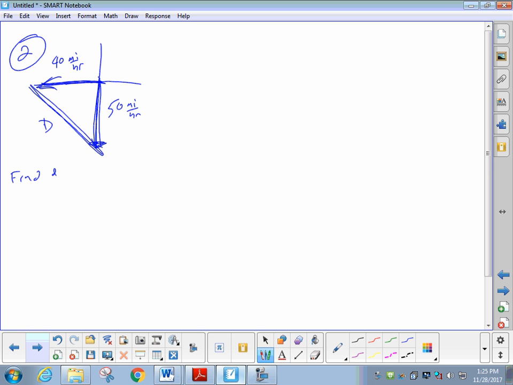Find dD/dt 1 hour after the southbound goes through the intersection. You follow? Okay. What did you call your variables? I think you'll agree that these distances are variables. So what did you call them? X and Y? Let's go with X and Y. What is that 40 miles per hour then in calculus terms? Yeah, this is dx/dt.